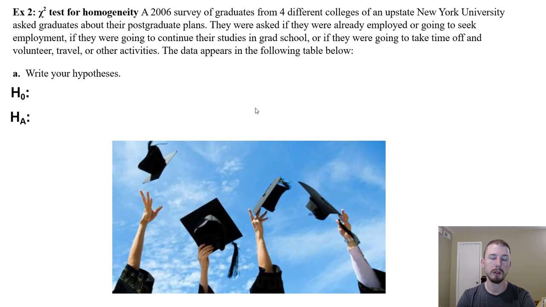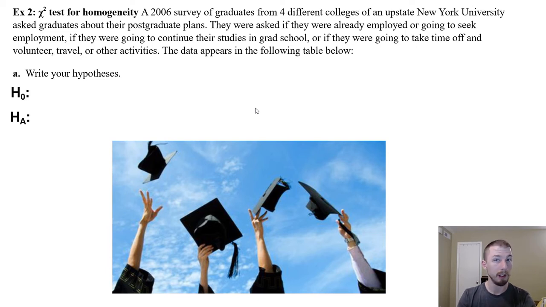All right, so example 2, the chi-square test for homogeneity. The test for homogeneity is whenever we are comparing one variable from two different samples, or even multiple samples, to see if the group is homogeneous, meaning that it's evenly distributed across all of the different samples or groups that we're getting.